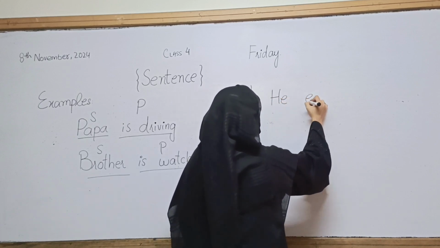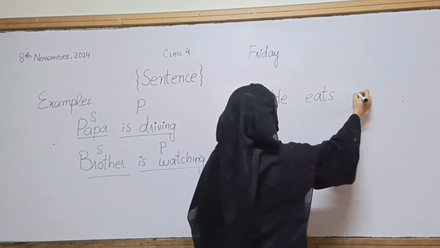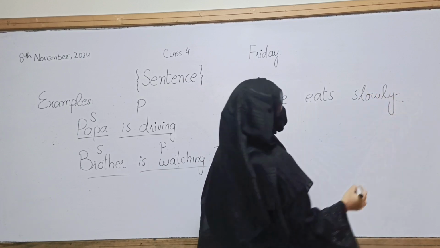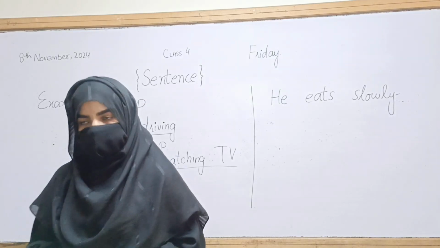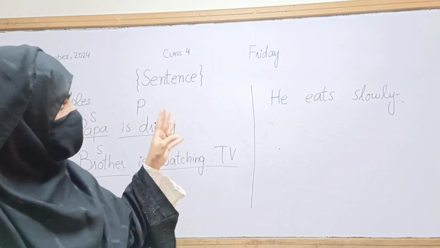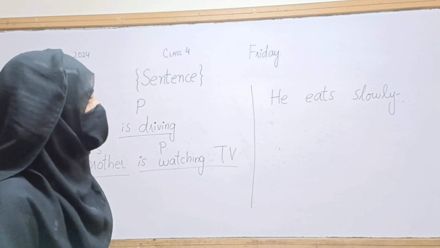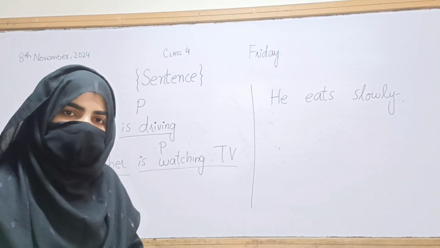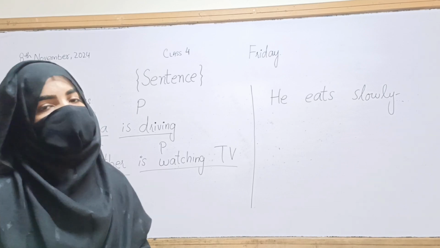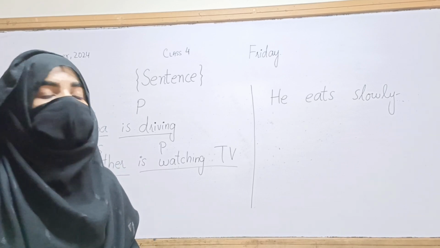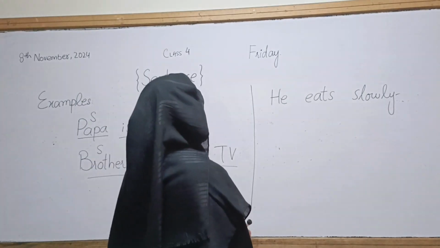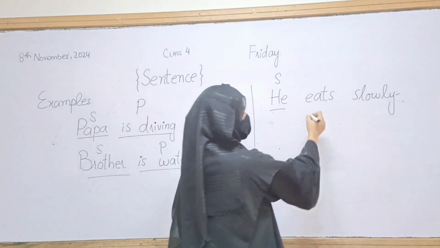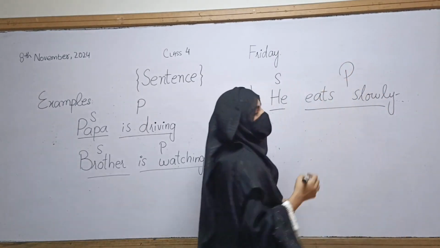He eats slowly. You can see वो आहिस्ता आहिस्ता खाता है. Understand? He eats slowly has a complete meaning. Somebody is eating slowly. He has a habit of eating slowly. So what is he in this sentence? Yes, he is the subject in this sentence and eats slowly is the predicate.